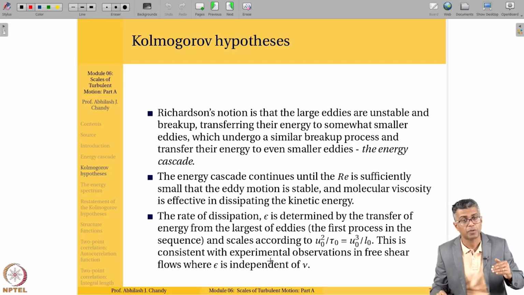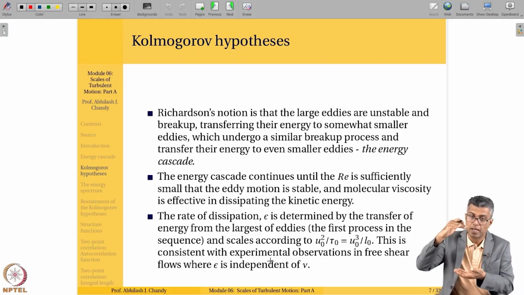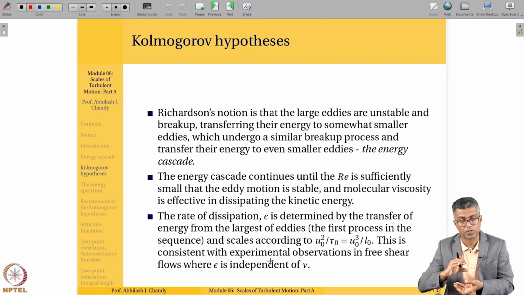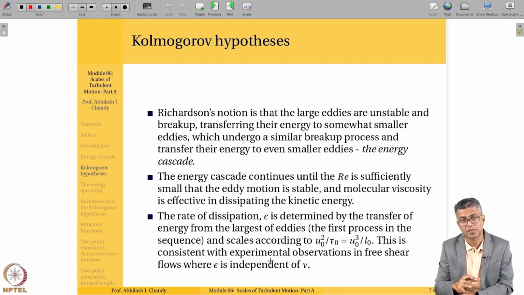So when the Reynolds number is small, what happens? Reynolds number is inertia over viscous. If the Reynolds number is small, that means the viscous effects are high. That means viscosity takes over at those scales. For what? For dissipating the energy that is left over in those small scales into heat.